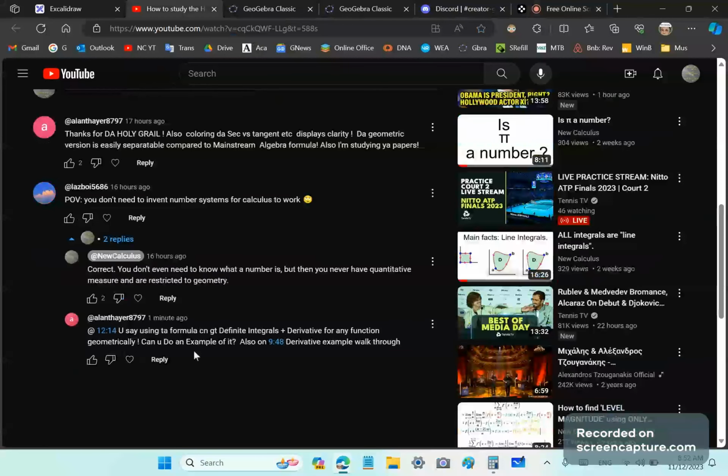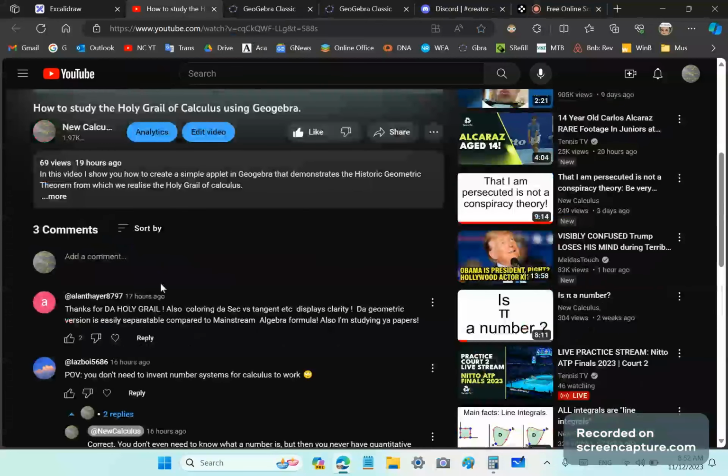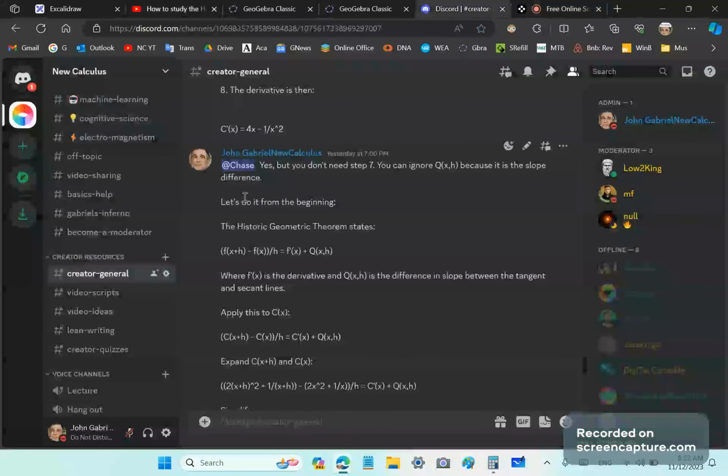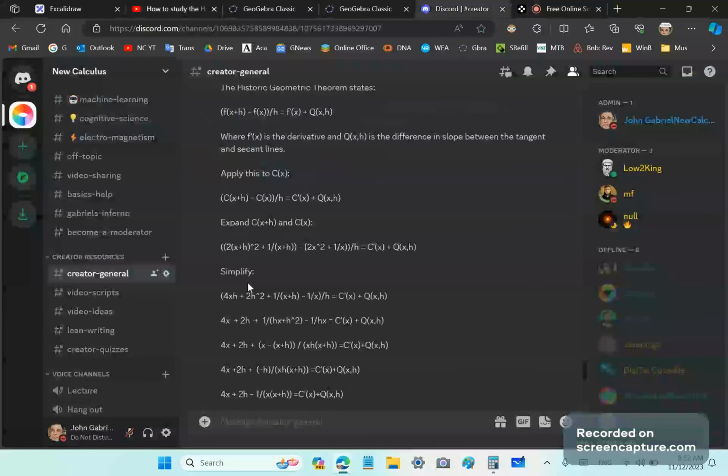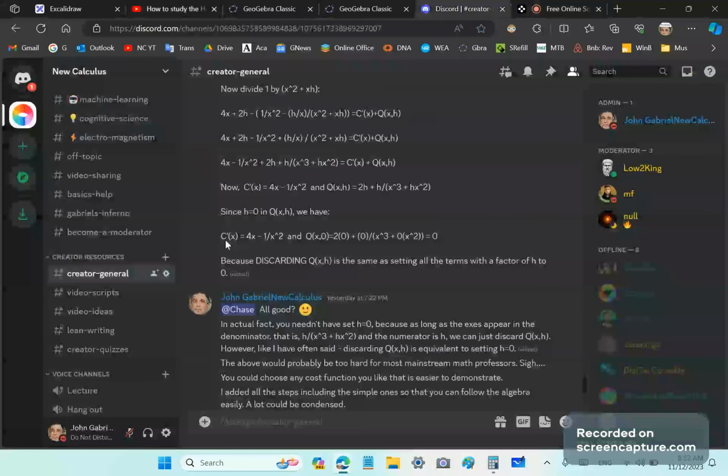A user is asking me to show how to use the identity to find definite integrals and the derivative. So that's what I'm going to do, and I'm going to use an example that I've already used here on Discord. So if you join Discord, you'll be able to follow the steps of the very example I'm going to illustrate to you now, okay?